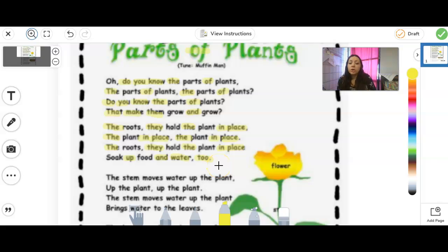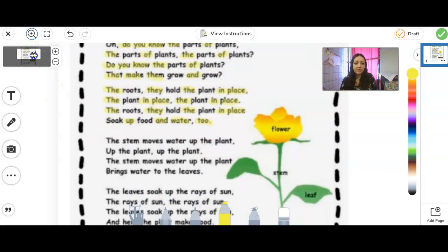Okay, so we're going to say it again, and then I'm going to show you a motion to help you with it, okay? It says, the roots, they hold the plant in place. The plant in place, the plant in place. The roots, they hold the plant in place. Soak up food and water too. And we're reading that part. We're going to act like our hands are the roots because our roots go down underwater, and we're going to grab, and soak up. So they soak up that food and water through.